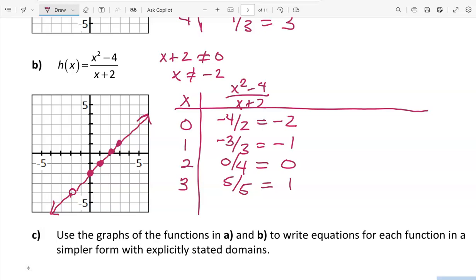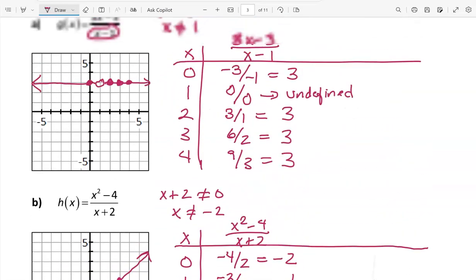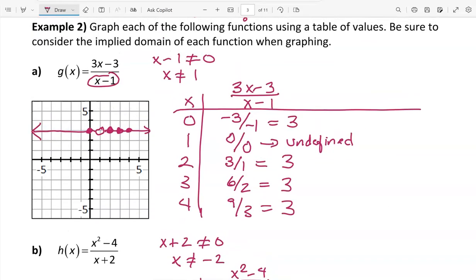So what we're going to do here is, in C, it's asking us to use the graphs of each function to write equations for the function in a simpler form with explicitly stated domains. So let's back up to A. A's graph is a constant function, and so we can rewrite it as g of x, or y, is equal to 3, and we can just say for x not equal to 1, because that accounts for the hole in the graph.